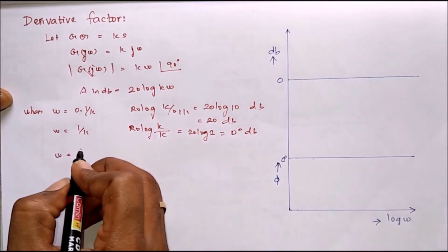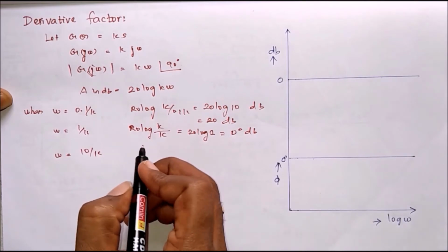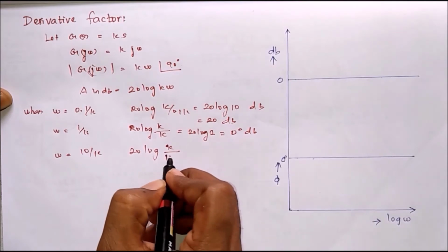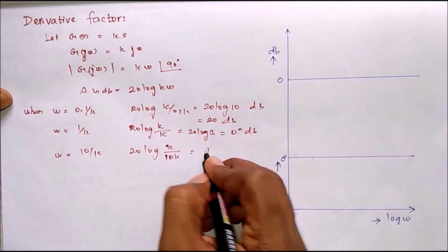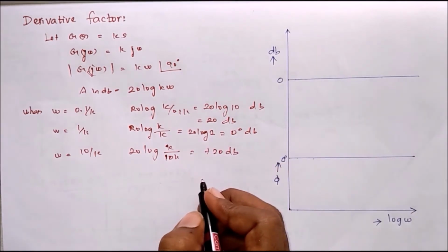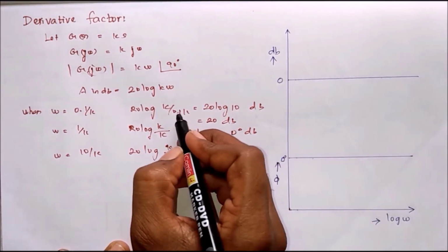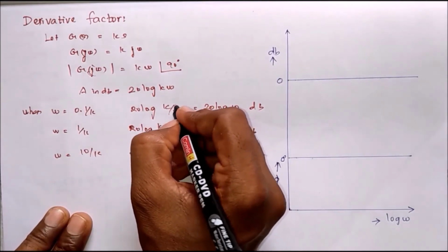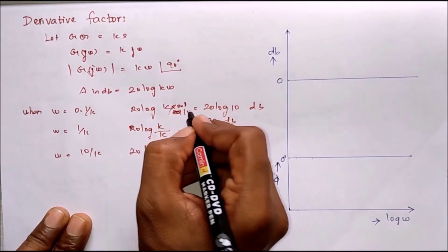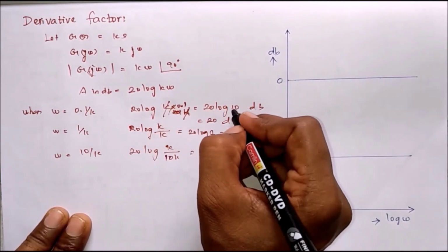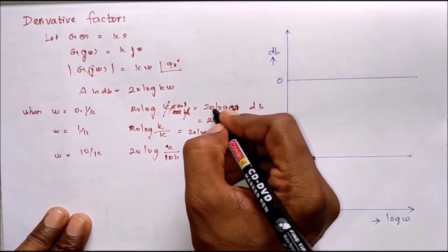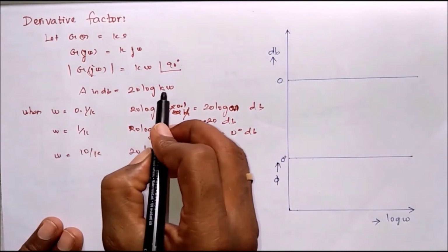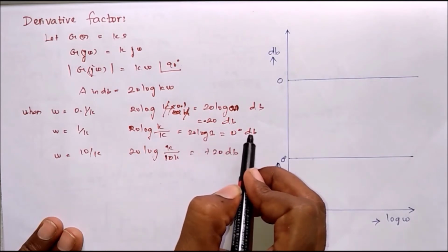Now when omega equal to 10 by K, the magnitude is plus 20 decibel. Actually here, omega equal to 0.1 by K, therefore K into 0.1 divided by K. This K and this K will get cancelled, therefore 20 log 0.1, which is minus 20 decibel. Next omega equal to 1 by K, so K into 1 by K, log 1, which is 0 decibel.